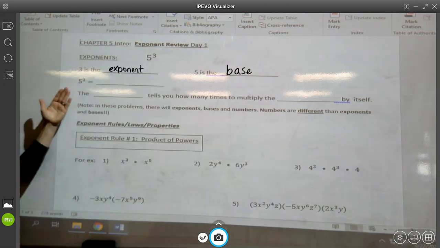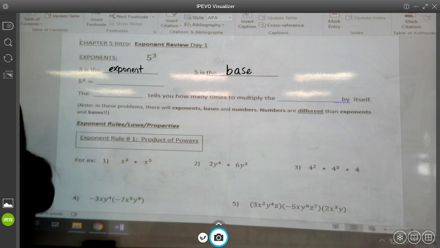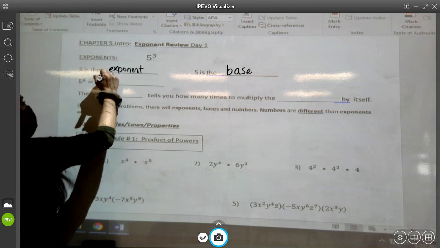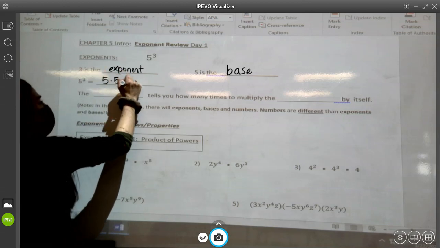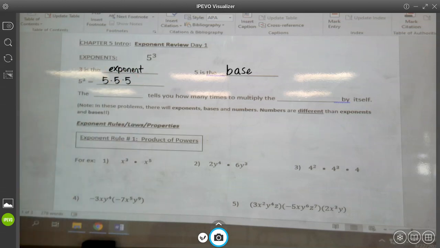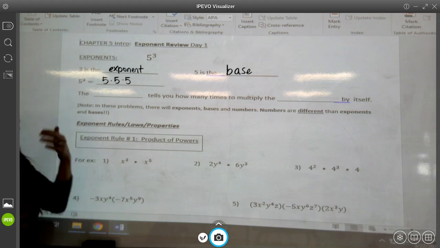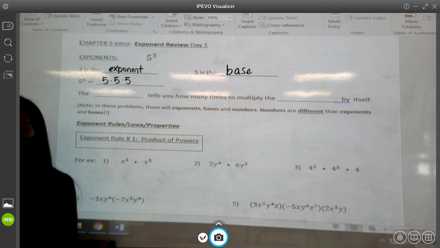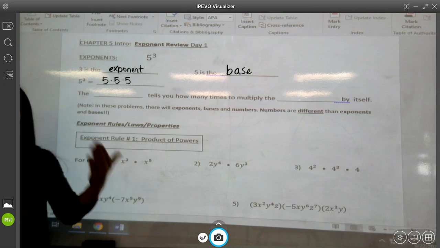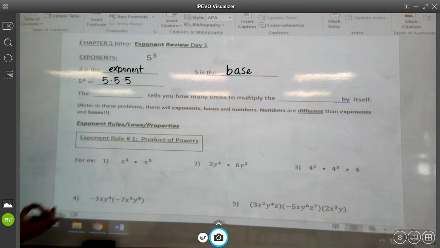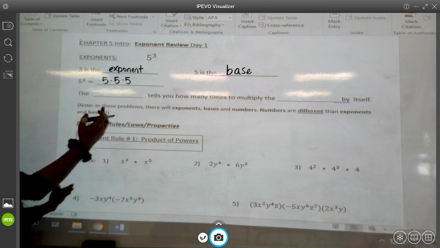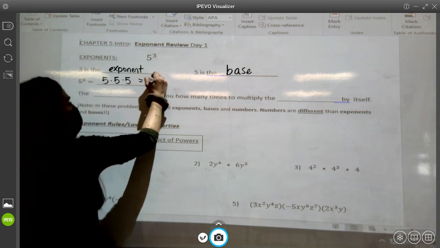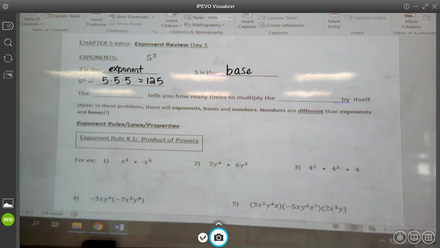Okay? So in the expression 5 to the third, the exponent tells you how many times to multiply the base by itself. So 5 to the third literally means 5 times itself 3 times. 5 times 5 times 5. So guys, the number 3 never physically appears anywhere in this problem. It just tells you the number of 5s you should be multiplying together. So 5 times 5 is 25. 25 times 5 is 125. So that's the answer to 5 to the third power.